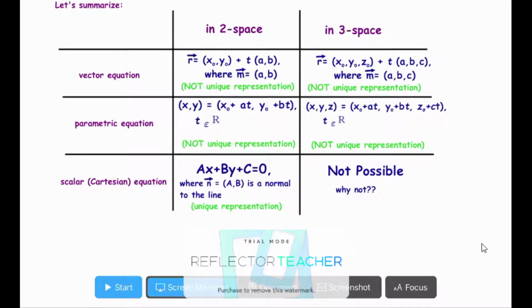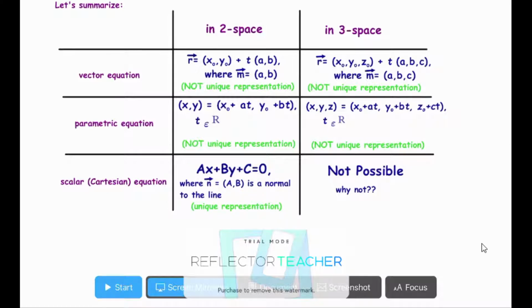And our scalar or Cartesian equation, where n is equal to our normal vector n. A normal vector is given by the letters a and b from our standard form, our Cartesian equation. We proved several slides ago that that relationship between a and b and the normal vector is always the case. And this is a unique representation. There's only one way of representing a line in this form.